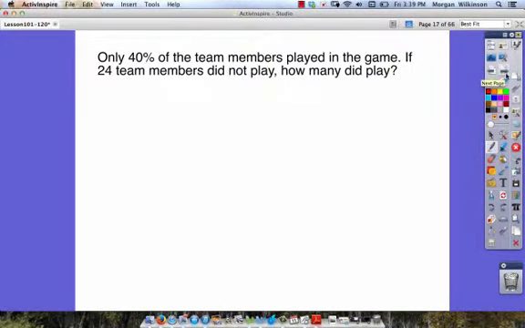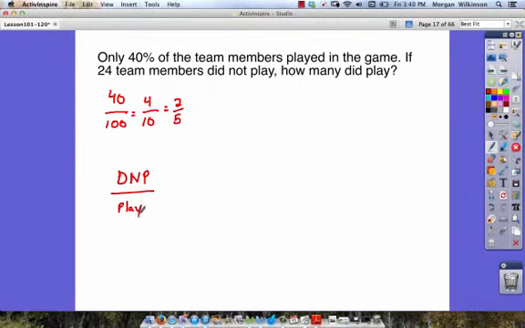Here it says only 40% of the team members played in the game. If 24 team members did not play, how many did play? So 40%, that's the same as 40 out of 100, which is the same as 4 out of 10, which can be further reduced to 2 out of 5. So that's 40%. Now it says 24 members did not play, so we'll say DNP, did not play. And how many students did play? So we'll just say play on the bottom.